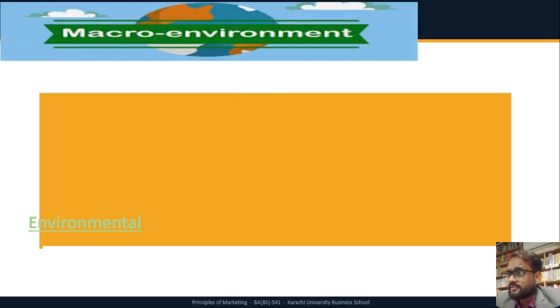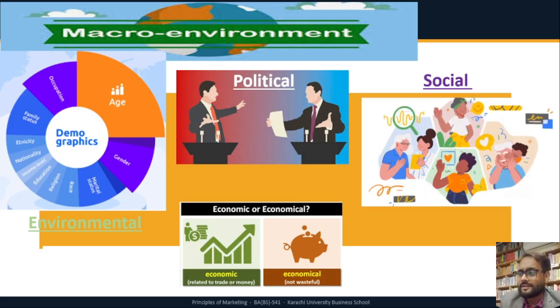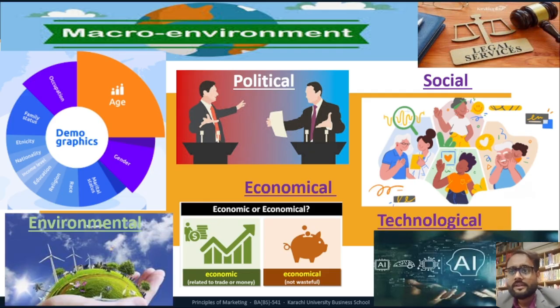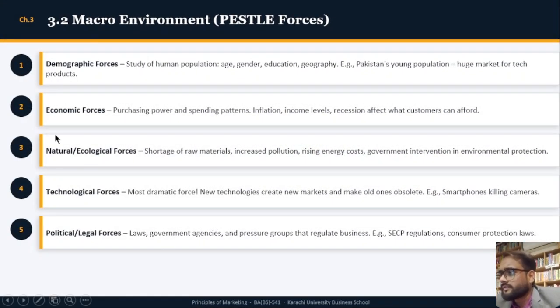Let's move toward the next slide, which is the macro environment. The macro environment consists of the external factors. In the external factors, you can discuss the PESTLE analysis, which is the best example for the macro environment. Over here you discuss P for political, E for economic, S for social, T for technological, E for environmental, and last is legal. So these are the factors I have discussed in the macro environment, like PESTLE analysis.